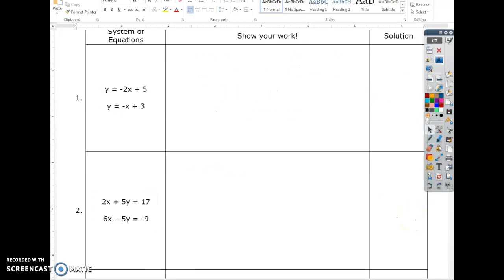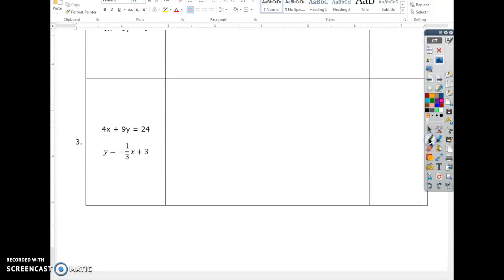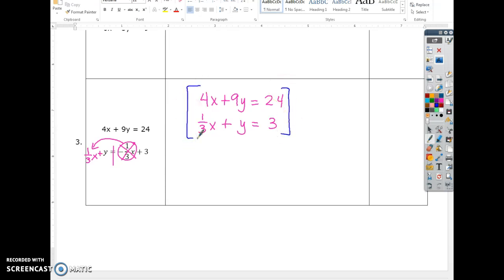Problem number 3. One of them is in standard form, the other one's in y equals. So you're either going to have to decide whether you want to solve this for y, or you want to just move this x over here, change the sign to positive 1/3 x, and make it be ready for matrix. So my 2 equations are now 4x plus 9y equals 24, and positive 1/3 x plus 1y equals 3. So now I can put this in matrix and get the solution.